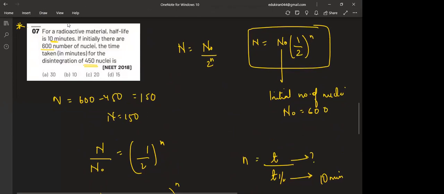Ma'am, what is capital N? Capital N is the number of nuclei that are left now after disintegration. This is the initial number that was present. Now some must have disintegrated, like 450 has disintegrated. Now what is the number of nuclei that are left undecayed? This is capital N. Okay, ma'am.